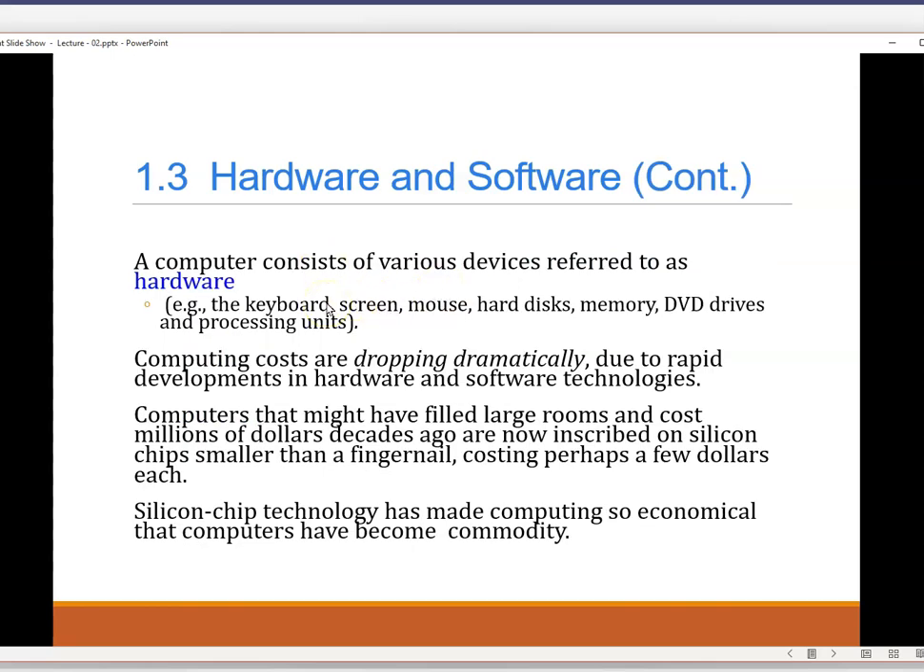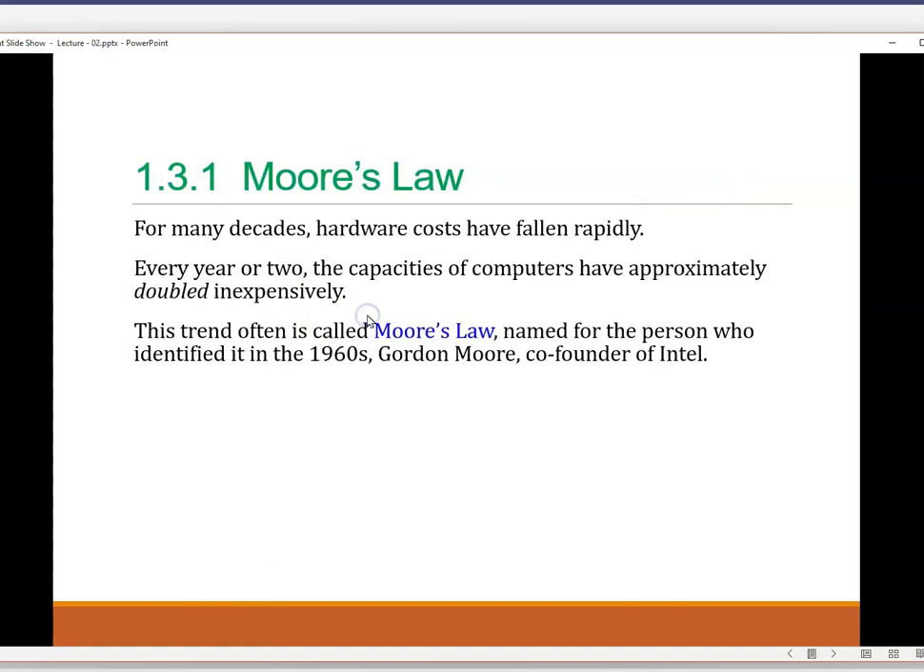So, computer hardware continued. A computer consists of various devices referred to as hardware. We've got the keyboard, screen, mouse, hard disks, memory, DVD drives, processing units, scanners, printers, etc. Computing costs are dropping dramatically due to developments of software and hardware. And now computers that used to fill a room are less powerful than the things you have on your cell phones in your pocket.